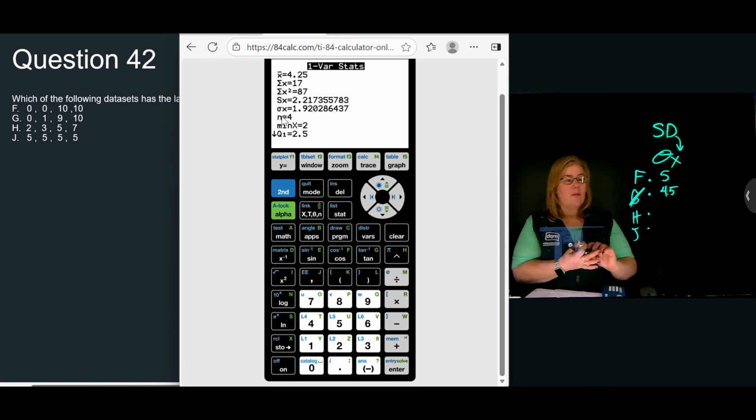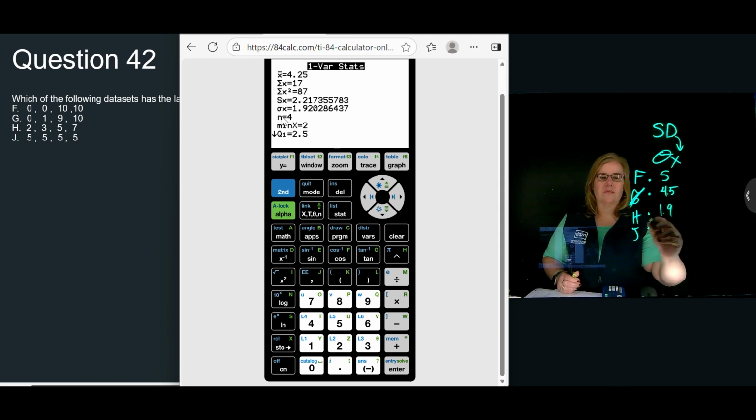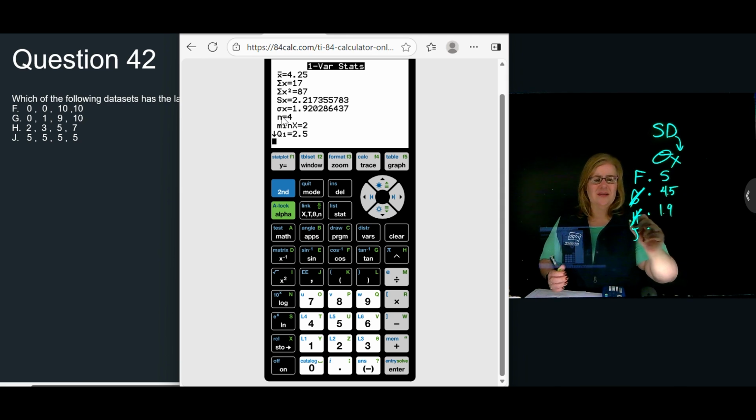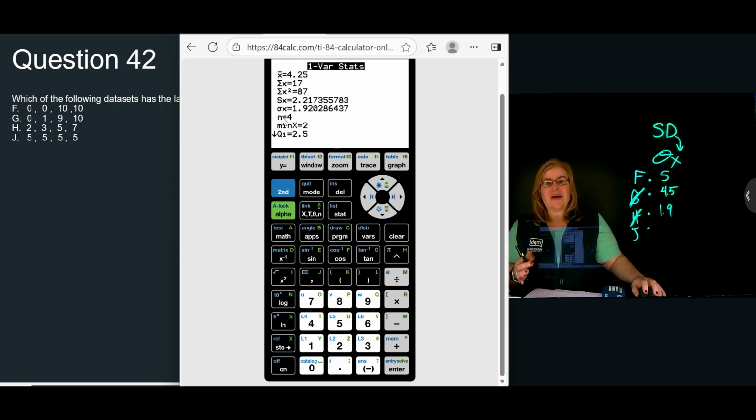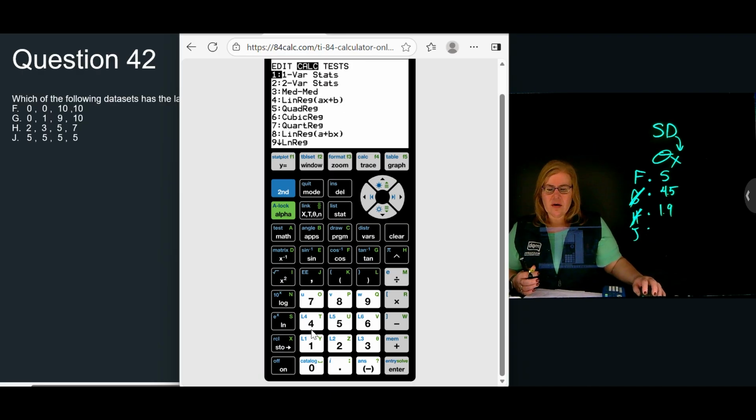And go up here, and I have 1.9. Well, that's not it because that's even smaller. So now let's just look at the next one. Even though they're all the same, stat over 1. We're going to do list 4, which is right here on the number 4.